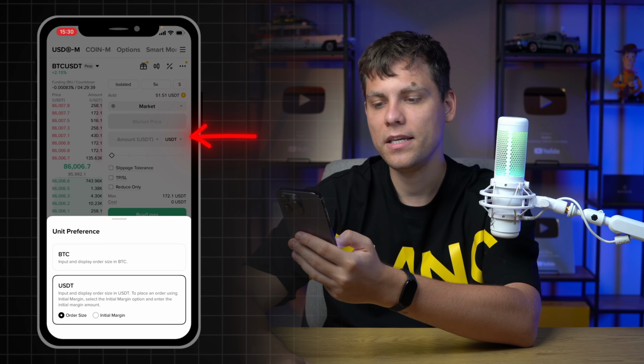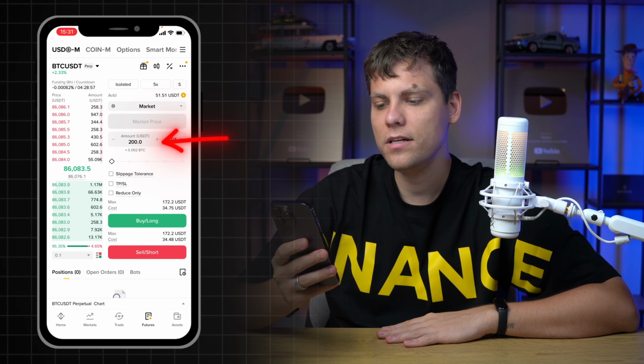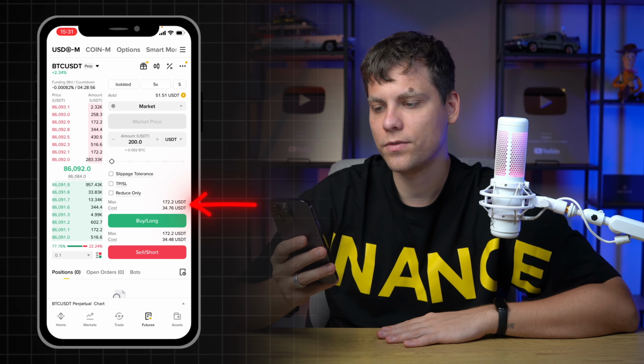Below this, you can also immediately set a take profit and stop loss you want to use when opening the trade. We will not do that. We'll show you how to edit them directly in the open trade. Also below, these are two buttons: buy long and sell short. Let's, for example, open a futures trade for 200 USDT at market price. As you can see, it will cost me $34 from my own wallet. We press buy long. Confirm.